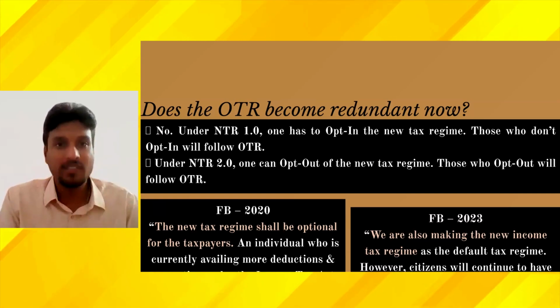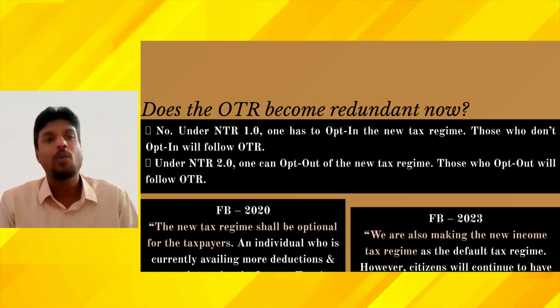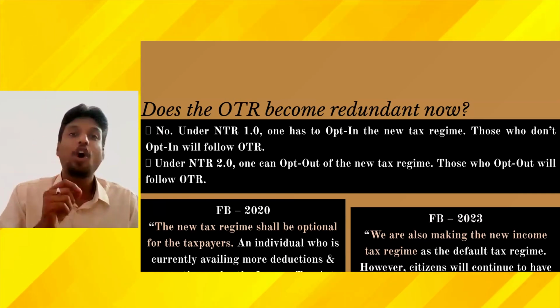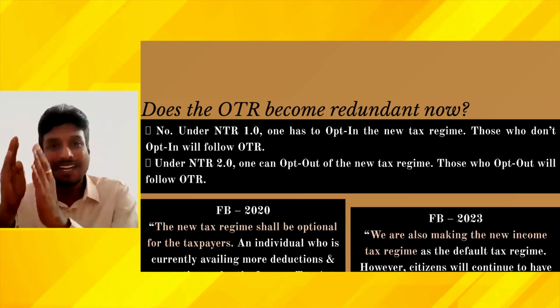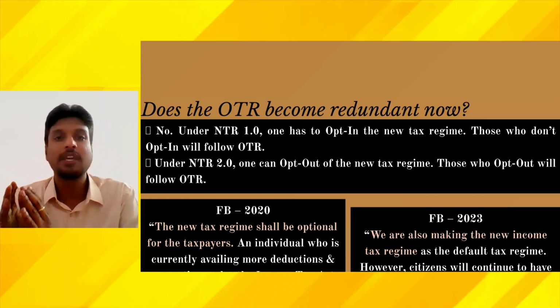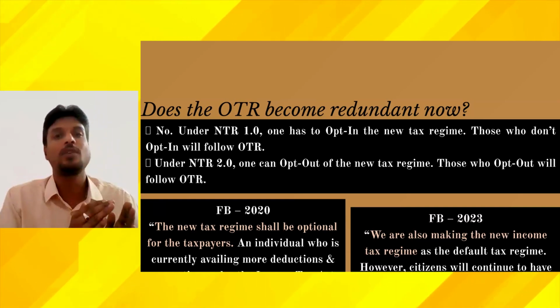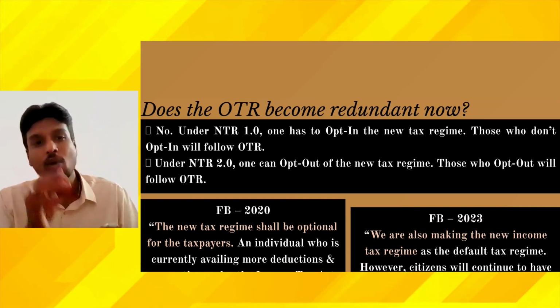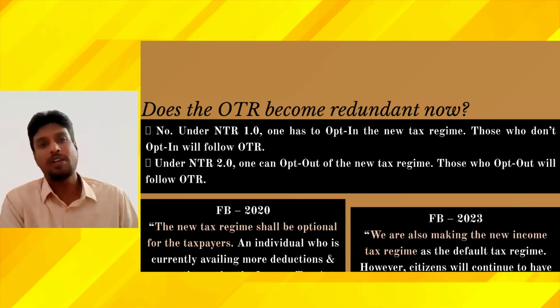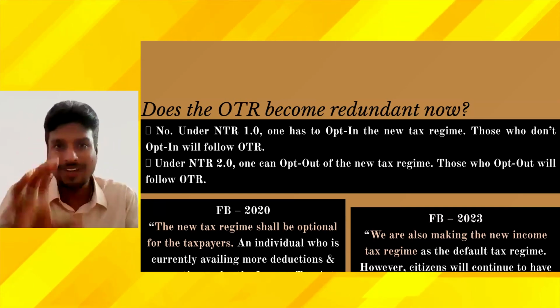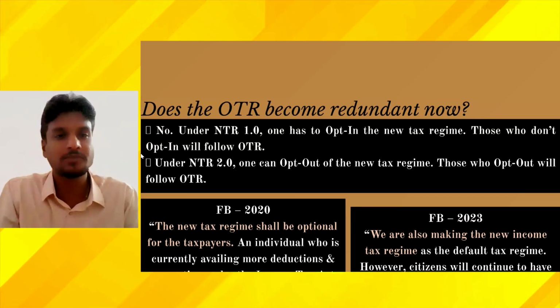Under new tax regime version 2.0, one can opt out of the new tax regime. By default, they are in the new tax regime. They can opt out of new tax regime. Those who opt out will follow old tax regime. So this is the only difference. Even now, the old tax regime is applicable.